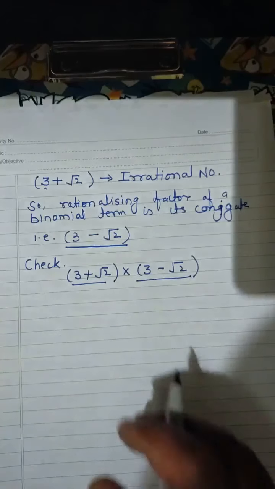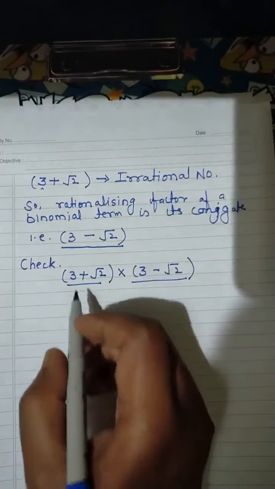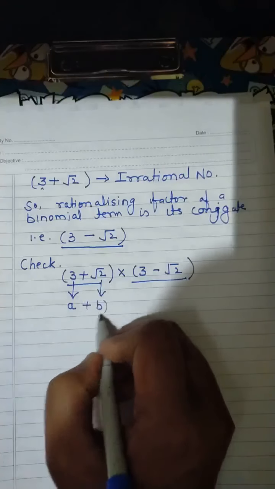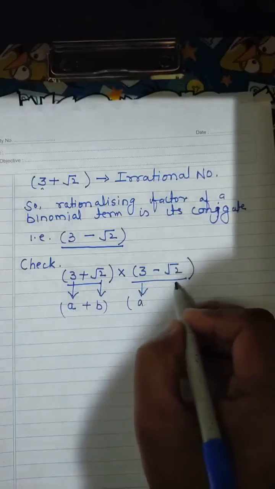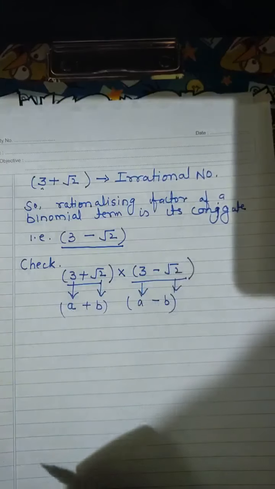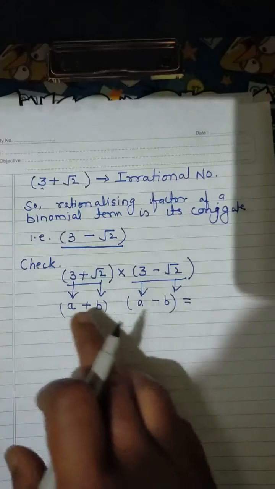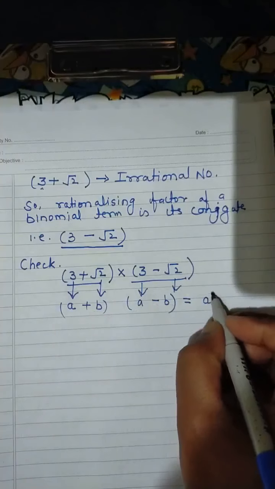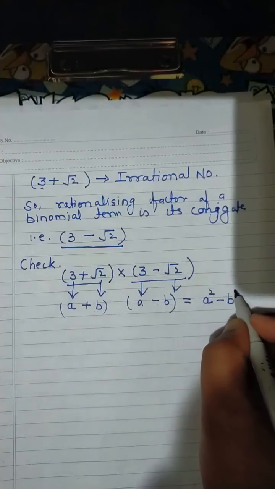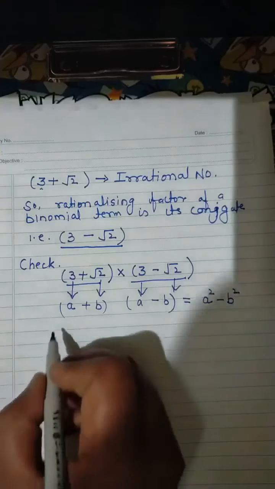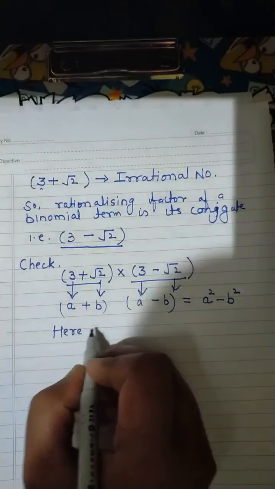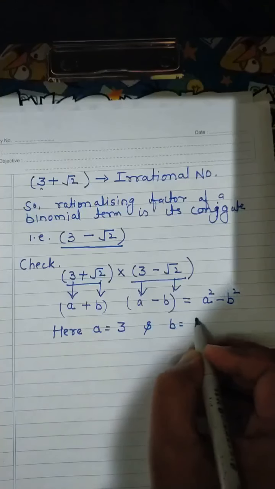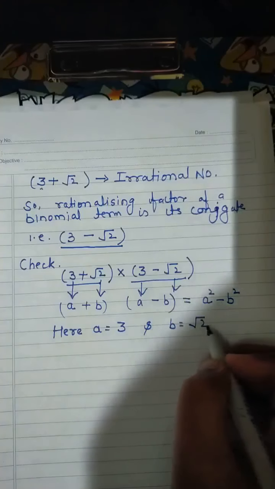So children, we have to apply an identity here. That is A, this is B. This is A, this is B. So it forms an identity A plus B, A minus B, and this is equal to A square minus B square. Here A is 3 and B is square root of 2.